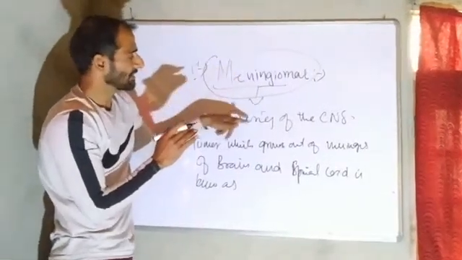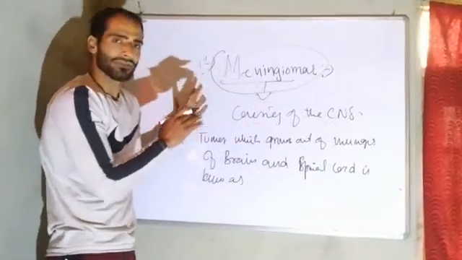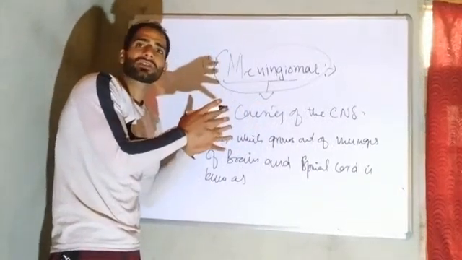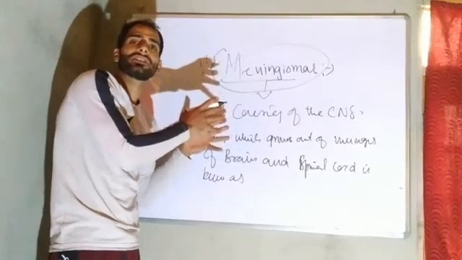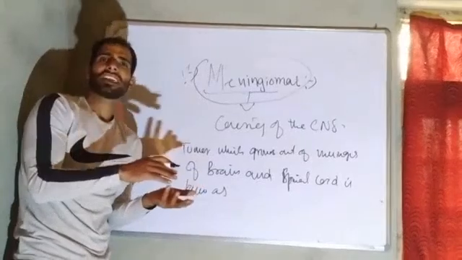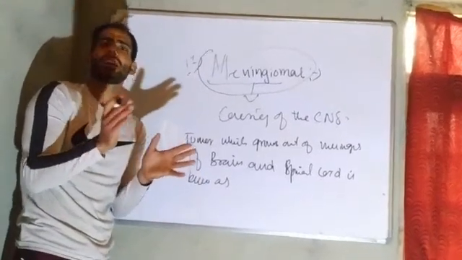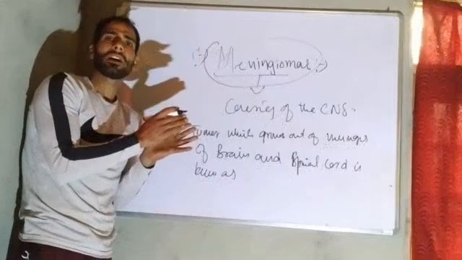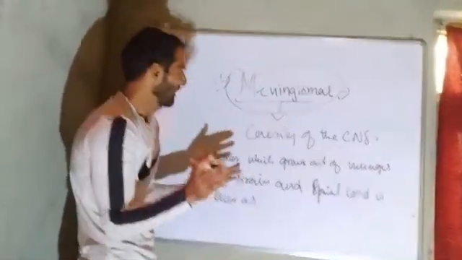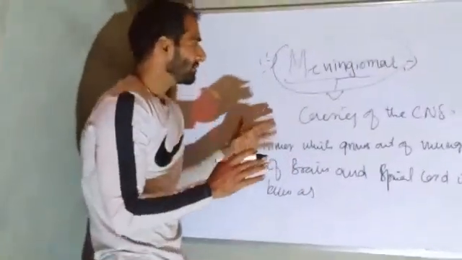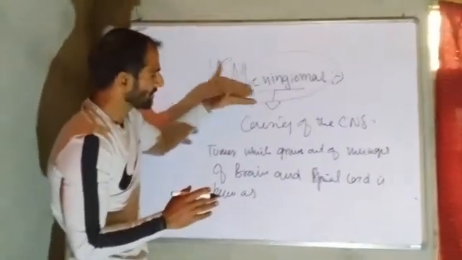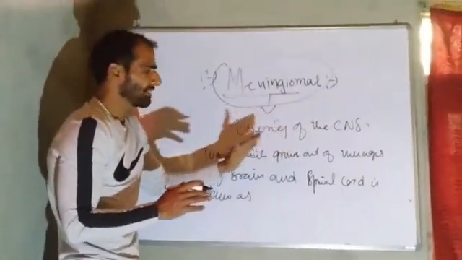So meninges means the covering of the central nervous system, and whenever a tumor is present there, what is a tumor? A tumor is an abnormal growth of new tissue, which may be cancerous or may not be cancerous. We can say it is a lump or a mass of new tissue, malignant or benign. So meningioma is a tumor which is present within the meninges of the brain.